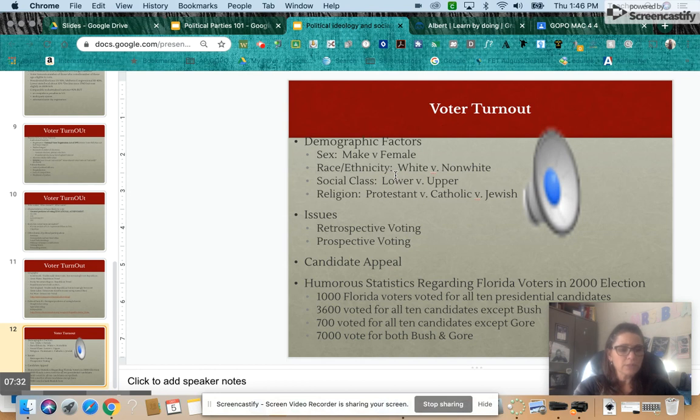In terms of social class, the lower your social class is, the more likely you are to vote for a Democrat. The higher, the more likely you are to vote for a Republican. When it comes to religion, we did talk about this a bit already. Protestants are more likely to vote Republican. Catholics traditionally are more likely to vote for Democrat, but Bush 43 got the Catholic vote. Obama, right after, got the Catholic vote. So you can see they tend to be Democratic voters, but that can change or vary based on the candidate. Jewish people are more likely to vote for Democrats.